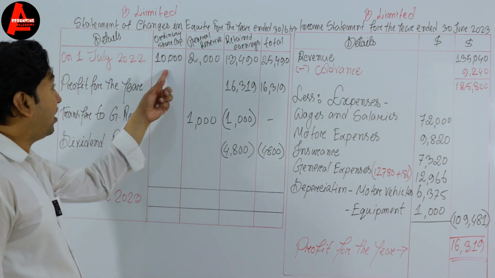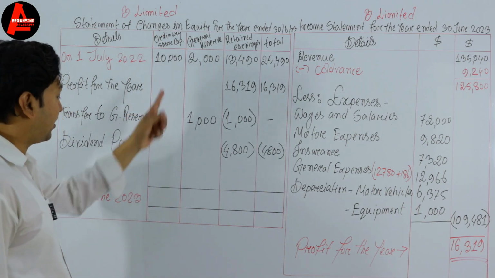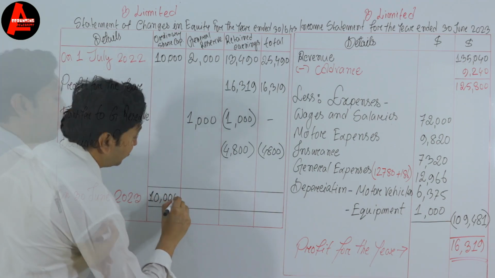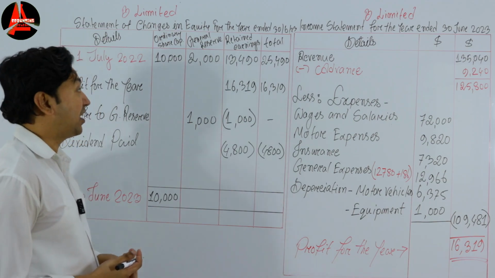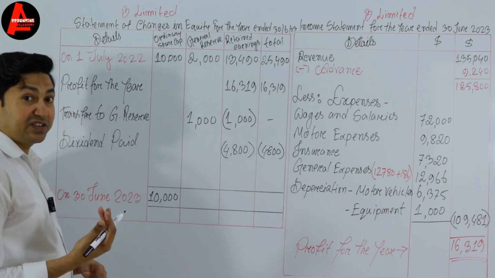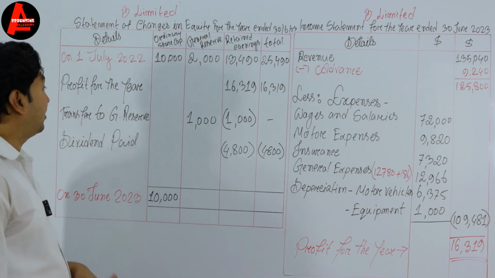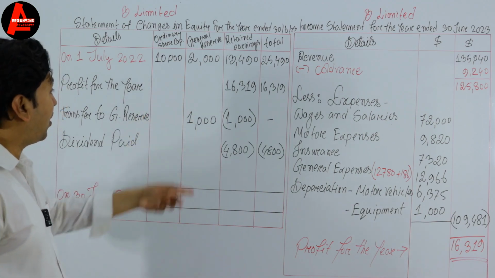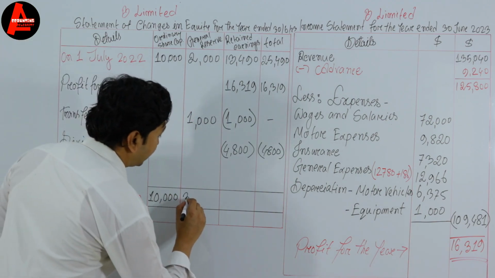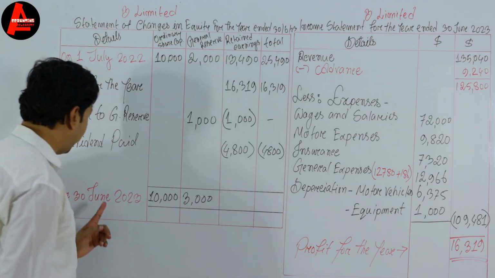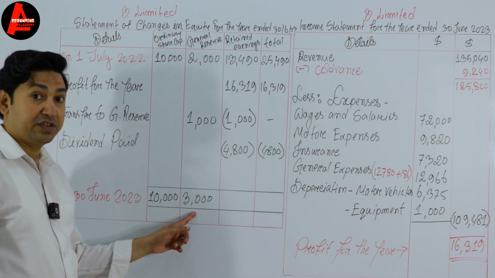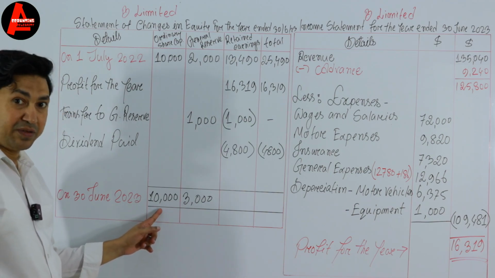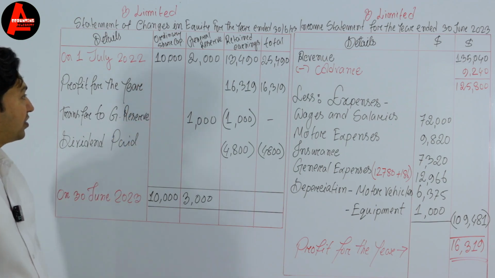In ordinary share capital we have just one amount, $10,000, so we write $10,000. Many students make mistakes when they calculate, but it is simple. For general reserve we have $2,000 and got $1,000 more, so the total is now $3,000. At the end of the financial period the general reserve has increased, but there is no change in ordinary share capital. It is the same $10,000.